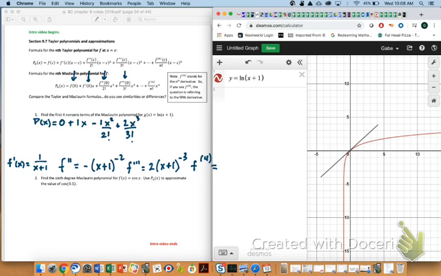So this would be what? Negative 6 times x plus 1, to the negative fourth. So when you evaluate this at our centering point, which is 0, we get negative 6. So minus 6x to the fourth over 4 factorial. At this point I've got my first 4 non-zero terms for my Maclaurin polynomial, which we know by definition is centered at 0. And that's what it's supposed to be.